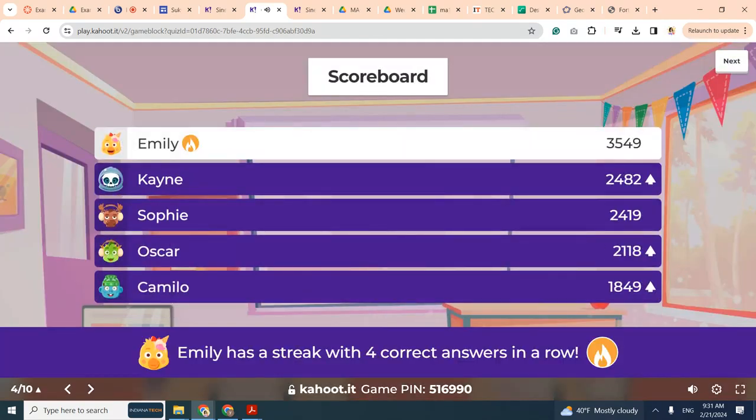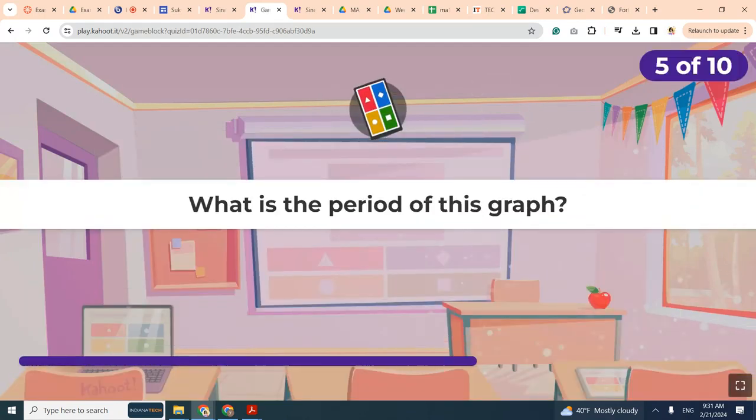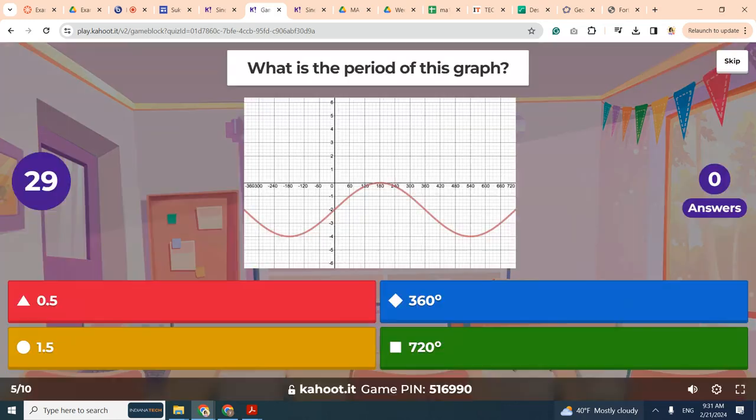Okay, good. Let's see. What is the period of this graph? Oh, maybe it's harder to see.